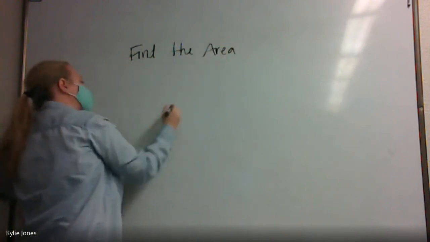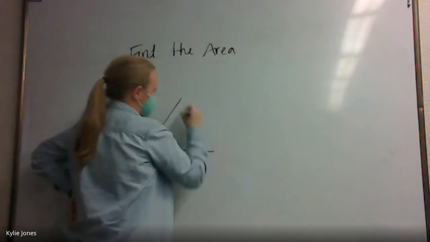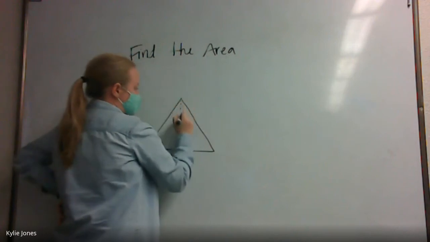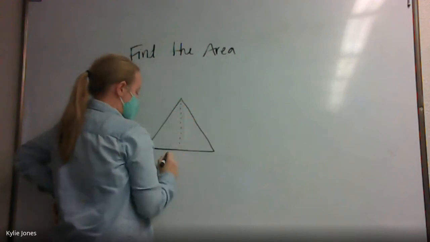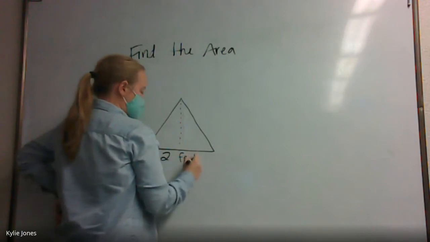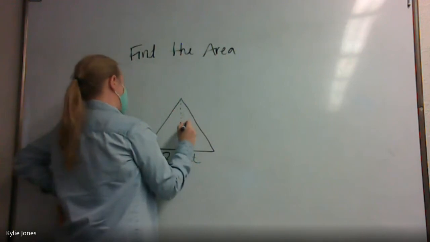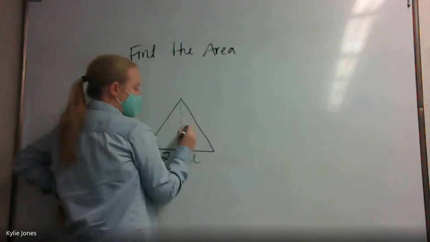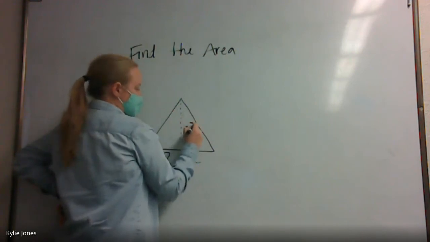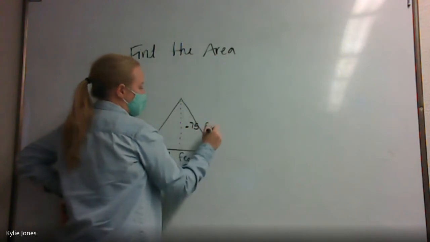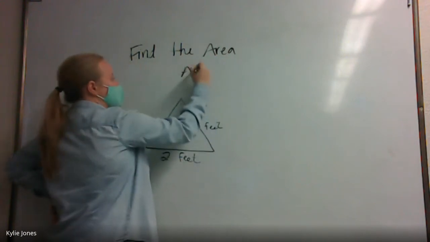Okay, so we're gonna find the area of all of these things. Let's start with a triangle. Let's say that the base is 2 feet, and we'll say the height is 0.75 feet.